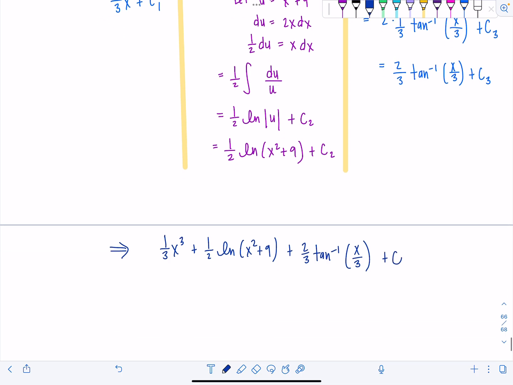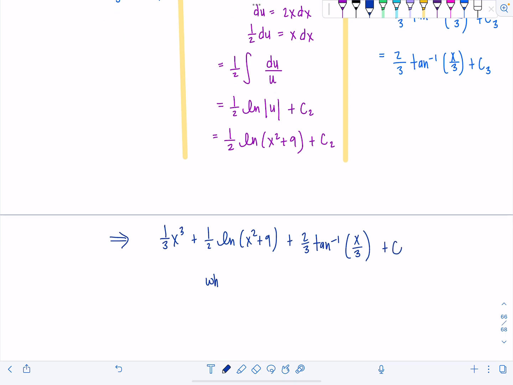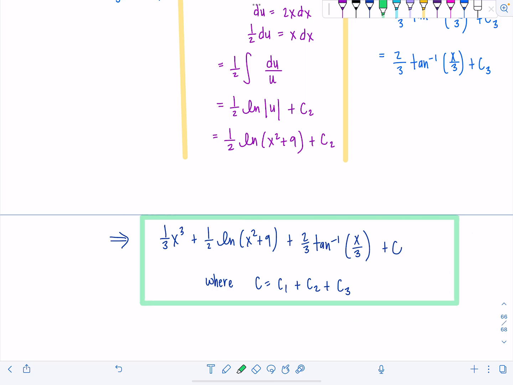Then you've got to tell the people what c is. Well, c is c1 plus c2 plus c3. Voila, let's box it with such pride. It's a thing of beauty.